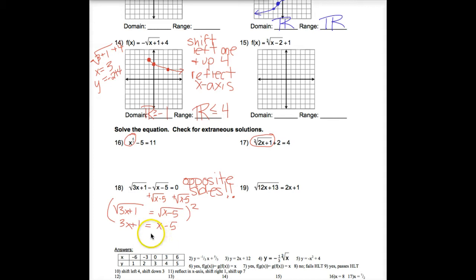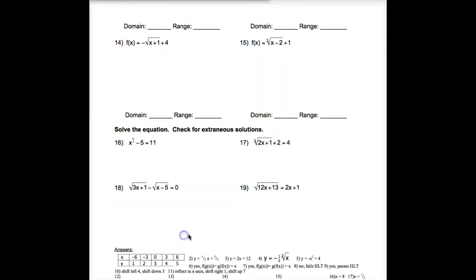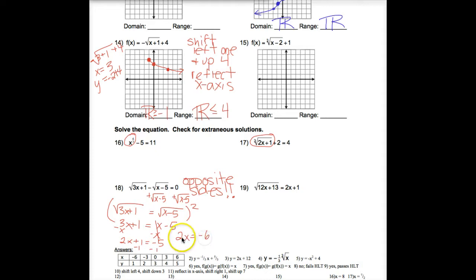So now I just need to solve for x. So subtract x here. Those cancel. So I've got 2x plus 1 equals negative 5. So subtract 1. 2x equals negative 6. Divide by 2 and x is -3. Do not forget to check for extraneous solutions. Notice I'm giving you hints about these things in the directions.